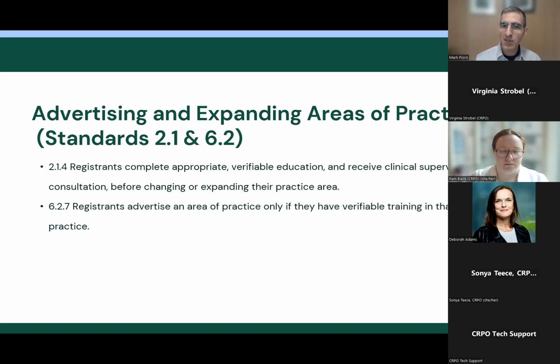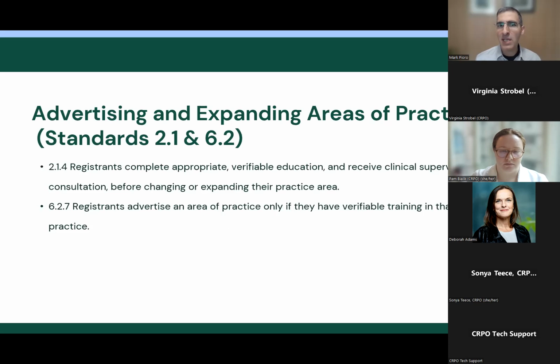Psychotherapy is very diverse, so CRPO is not in a position to say exactly how much or what kind of education or supervision is necessary for a particular change in one's practice area. It would depend on various factors, such as how big the departure is from one's current practice area, how experienced the RP is overall, and how risky the new practice area is. Ultimately, a registrant should ask themselves what a panel of their peers in the profession and in the public would consider as reasonable.